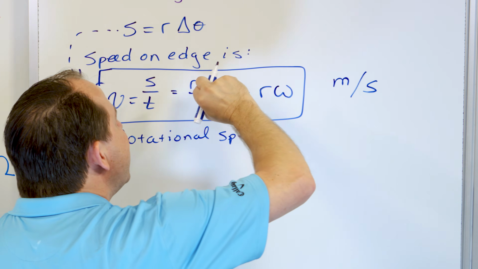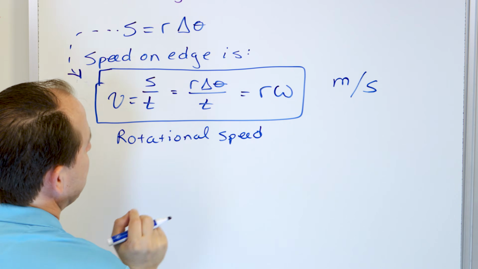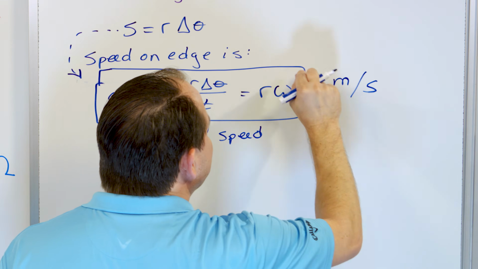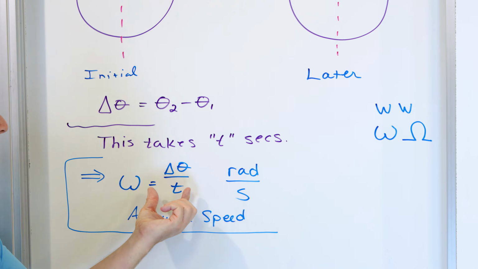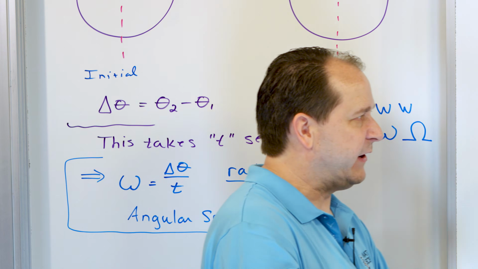Basically, it's the speed that a particle is traveling along the edge of a rotating circle in meters per second traveled around the rim of that circle. This is more of an angular measure. Now, here's a dirty little secret.